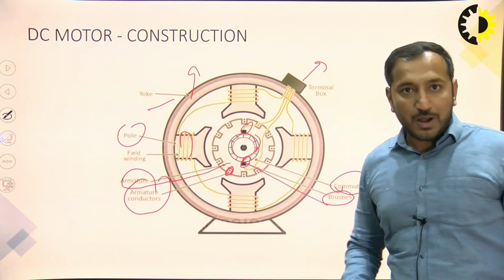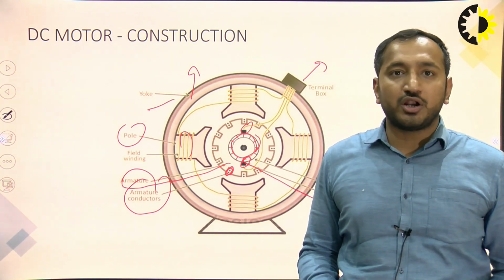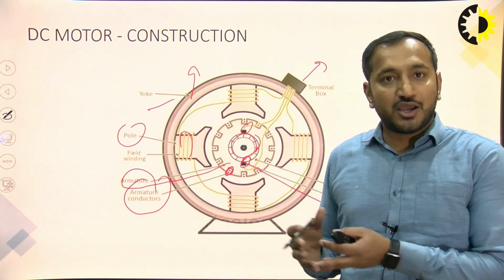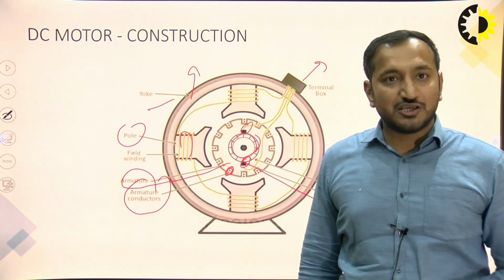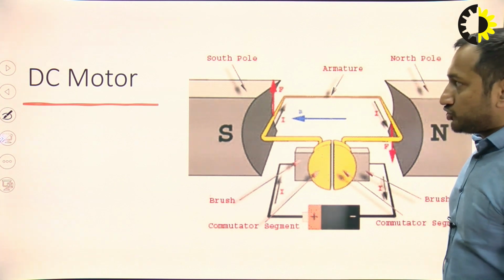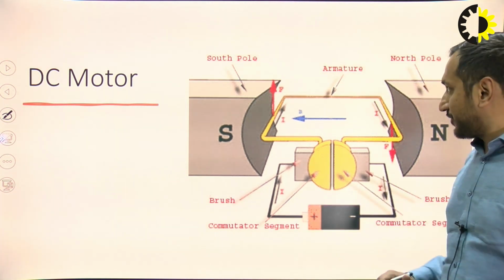Now these parts may seem new to you, like what is a commutator, what is an armature, but as you study the DC motor and see the diagram of it, the understanding will become easy. So let us see another diagram of a DC motor. This construction is the simplest of a DC motor.